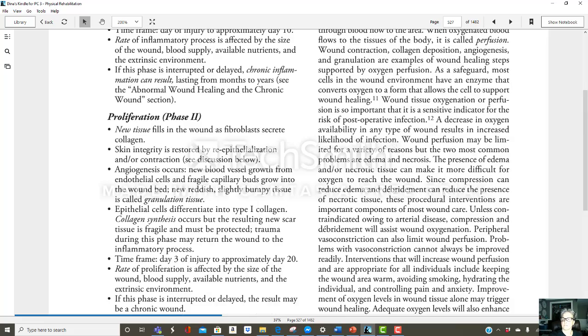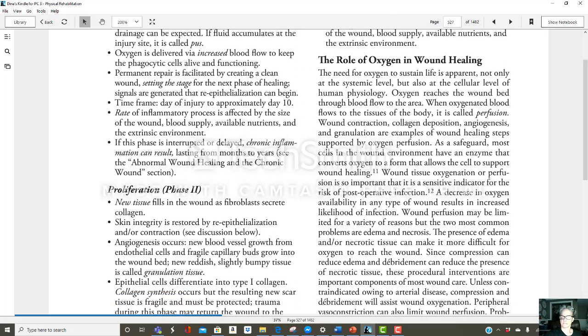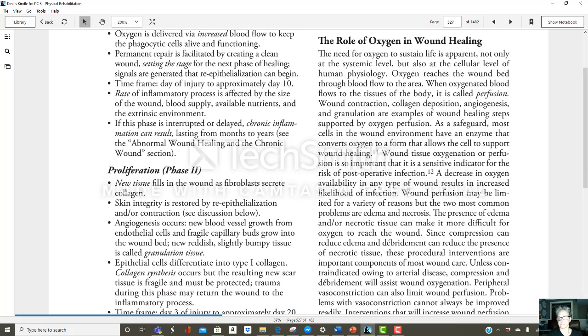Rate of maturation remodeling is affected by the size of the wound, blood supply, available nutrients, and the extrinsic environment. The role of oxygen in wound healing. The need for oxygen to sustain life is apparent, not only at the systemic level, but also at the cellular level of human physiology. Oxygen reaches the wound bed through blood flow to the area. When oxygenated blood flows to the tissues of the body, it is called perfusion. Wound contraction, collagen deposition, angiogenesis, and granulation are examples of wound healing steps supported by oxygen perfusion.